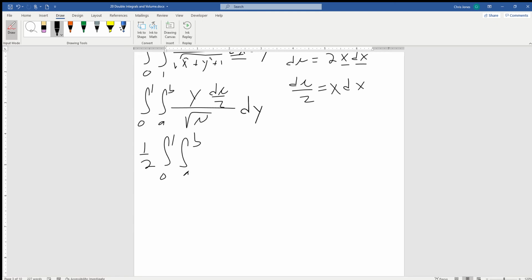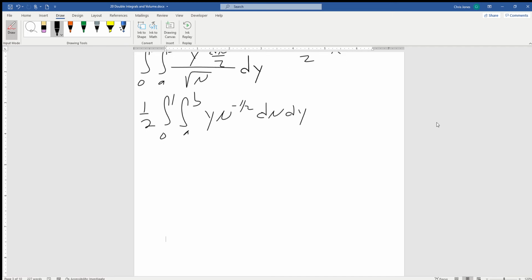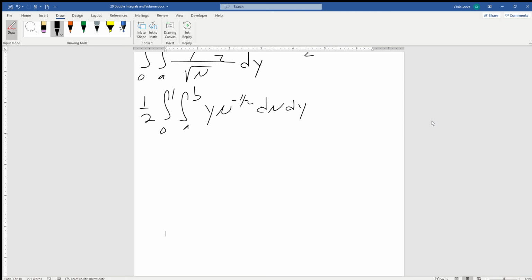And then we can also, instead of square root of u in the denominator, make that u to the negative 1/2 power. And then we're left with du dy. So just some algebra there. Haven't done any calculus except for a derivative thus far. We can go ahead and now take the antiderivative of u to the minus 1/2.